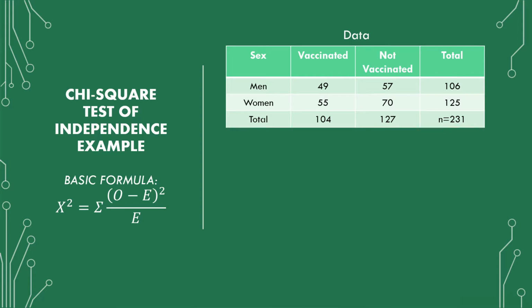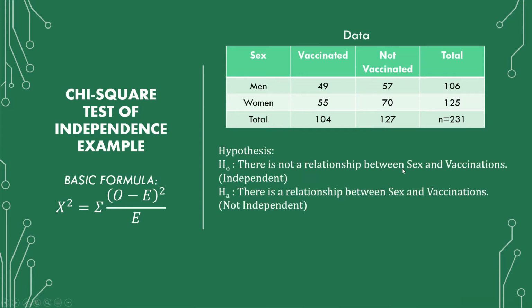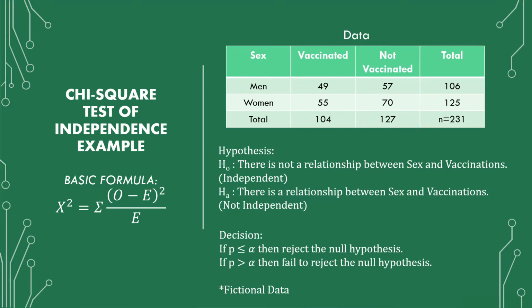So we've got men vaccinated, men not vaccinated, women vaccinated, women not vaccinated, with a total number of 231. The hypothesis for a test of independence is: the null is there is not a relationship between sex and vaccinations, in other words, saying that they're independent. The alternative is that there is a relationship between sex and vaccinations, that is to say they're not independent. The decision comes down to if the probability from the chi-square distribution is less than or equal to the alpha, which in this case will be 0.05, then reject the null hypothesis. And if the probability is greater than 0.05, then fail to reject the null hypothesis.